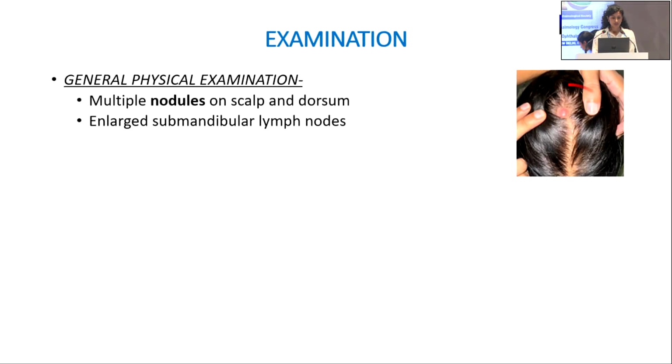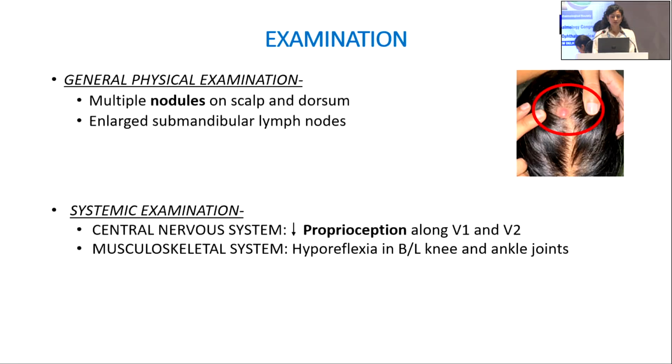On general physical examination, multiple nodules on scalp and dorsum were seen, enlarged lymph nodes were observed, and there was decreased proprioception along the ophthalmic and the maxillary branch of the trigeminal nerve. And there was hyperreflexia in bilateral knee and ankle joints.